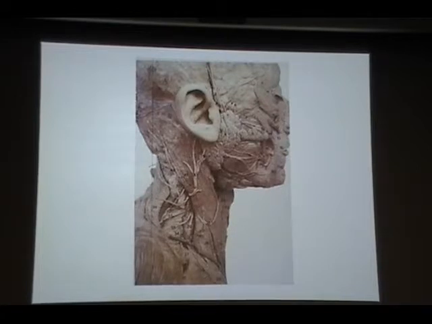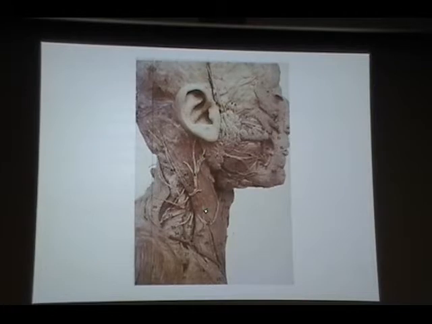So we're down here. Here's Erb's point over here. Here is the great auricular nerve, and here is the lesser occipital nerve. They pretty much are constant in terms of the position they take. We'll look at several other images of this as we go through today.